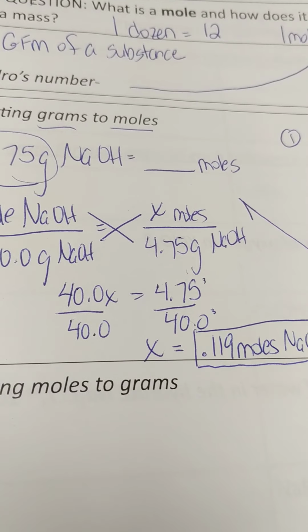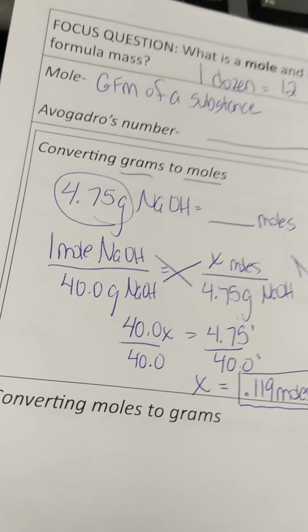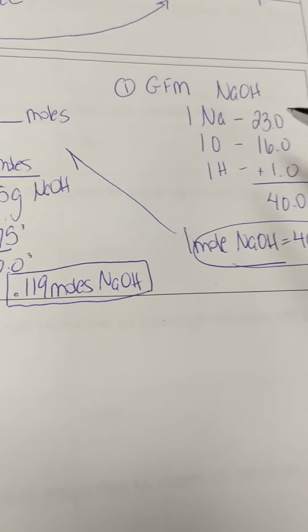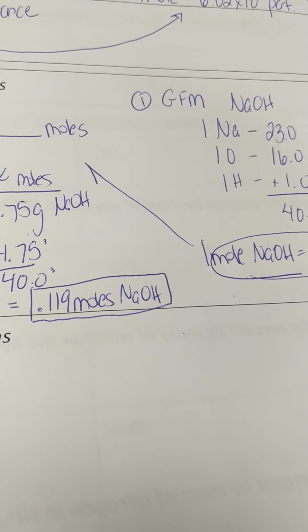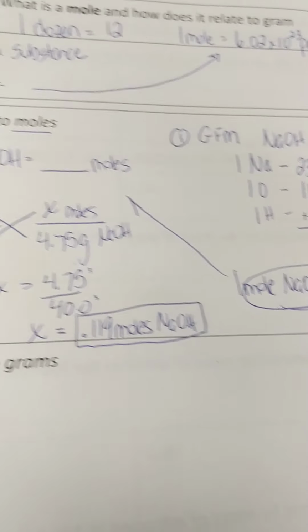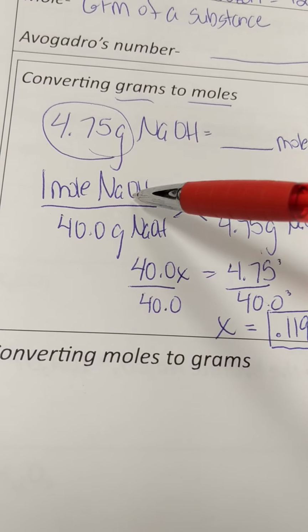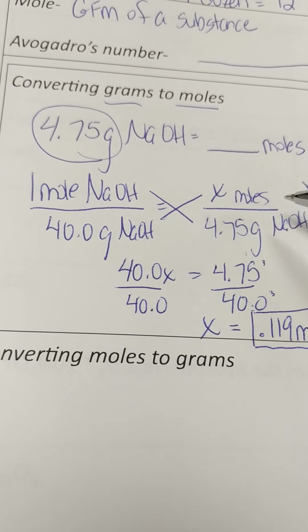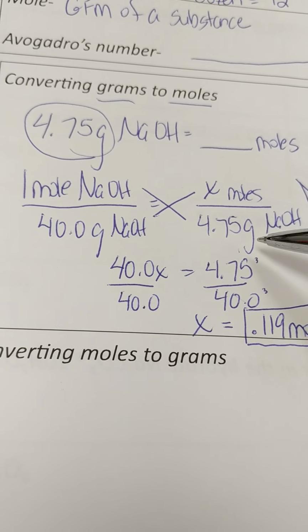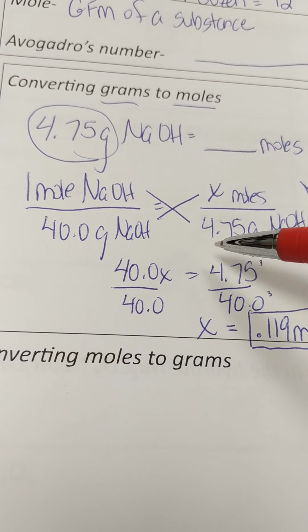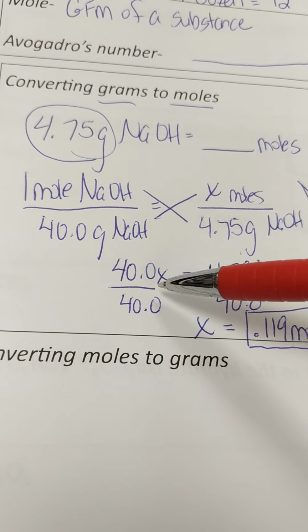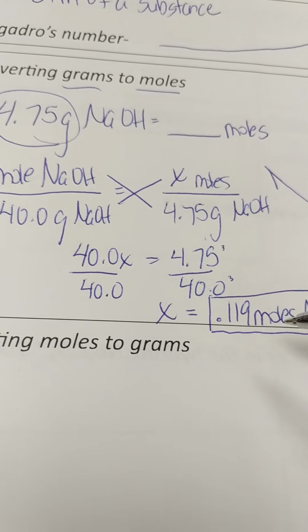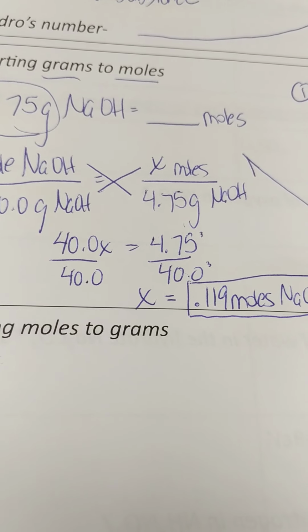So the first step is to find your gram formula mass. That's the mass of 1 mole, and then you set up your proportion. If 1 mole is 40 grams, I want to know how many moles would be 4.75 grams. And then we cross multiply. We need to get our x by itself, so divide both sides by 40, and I get 0.119 moles.